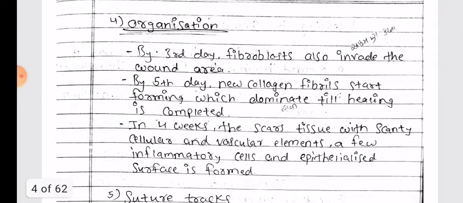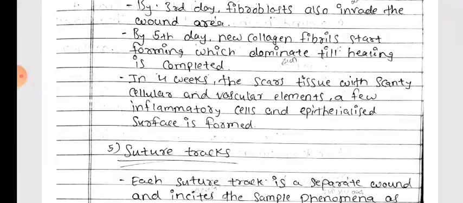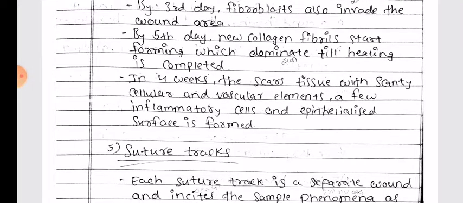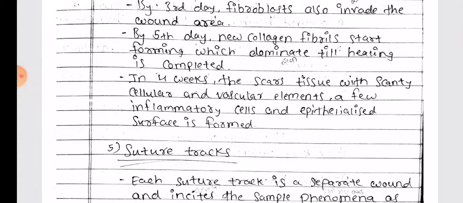Organization. By third day, fibroblasts also invade the wound area. By fifth day, new collagen fibrils start forming, which dominate till healing is complete. In 4 weeks, the scar tissue with scanty cellular and vascular elements, a few inflammatory cells and epithelialized surface is found.